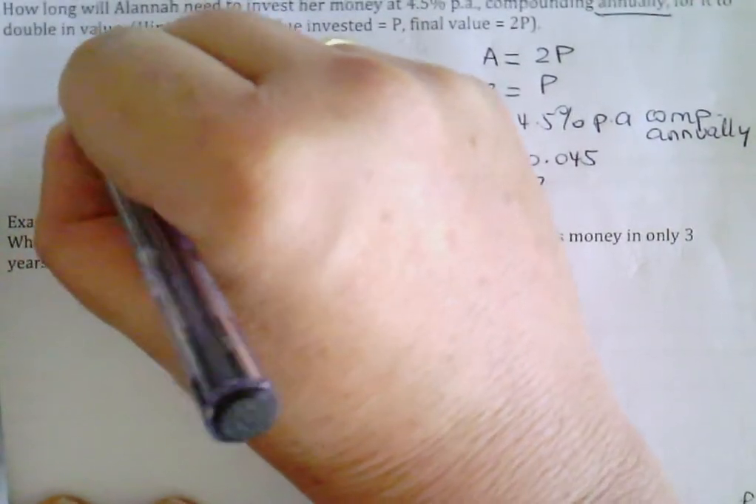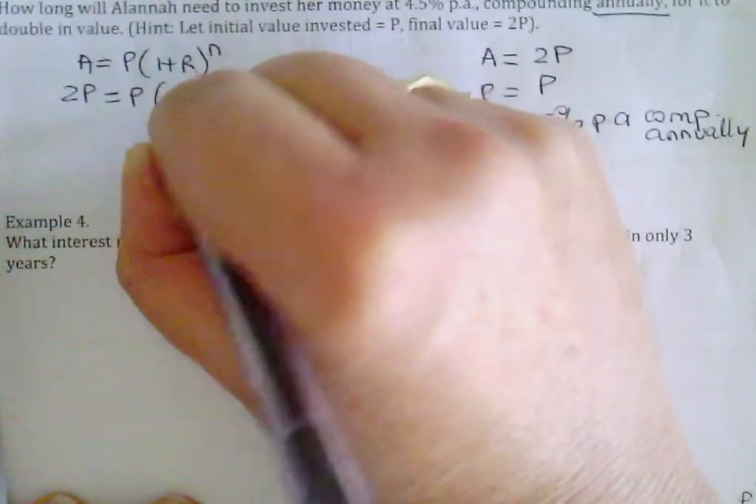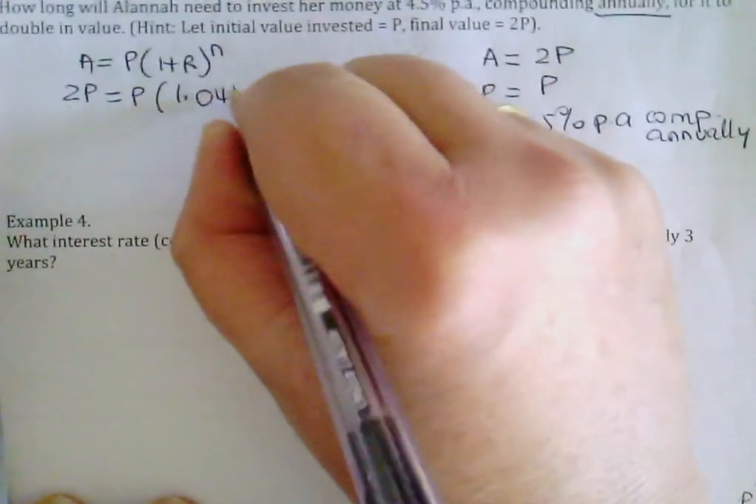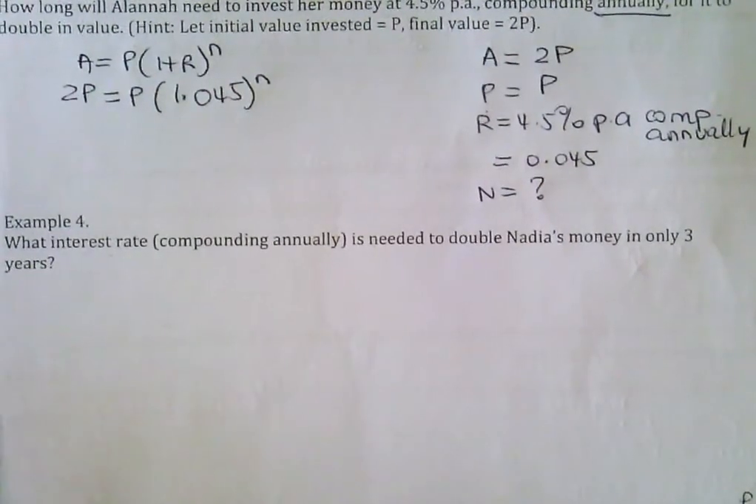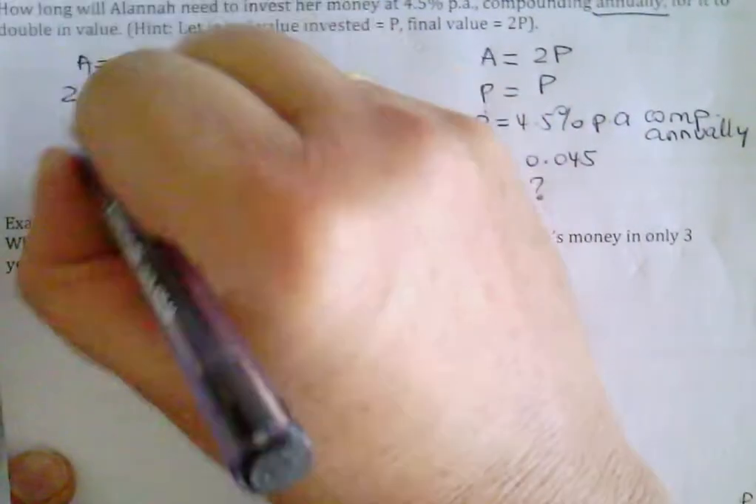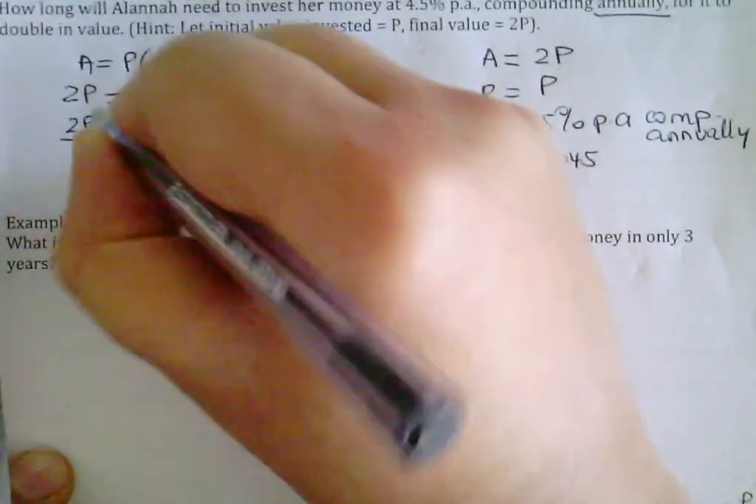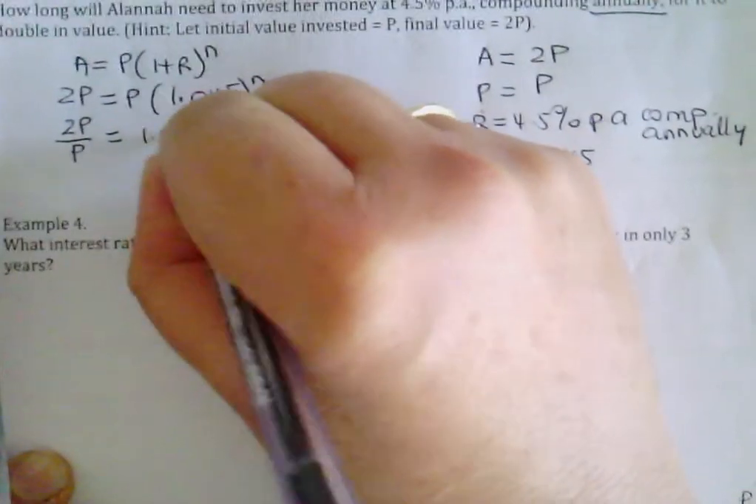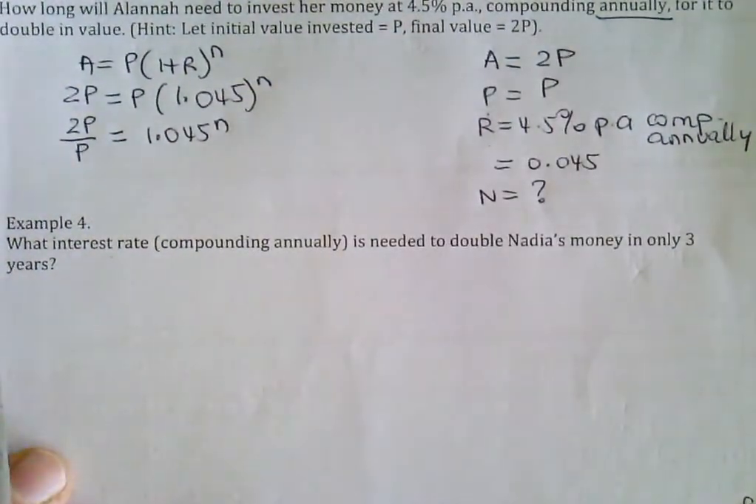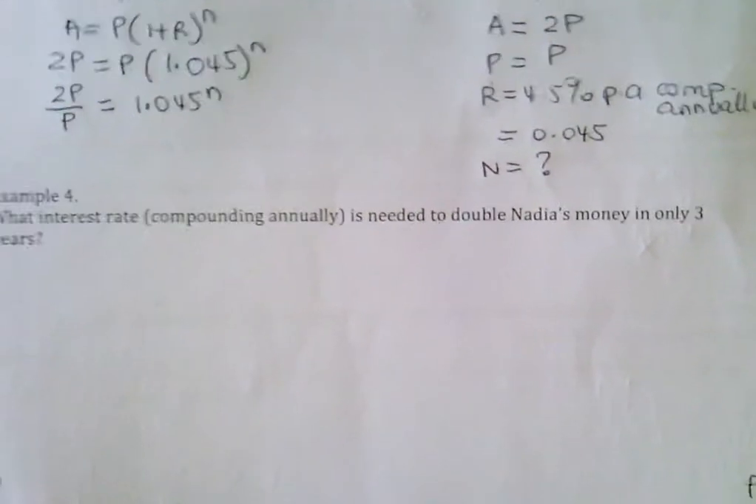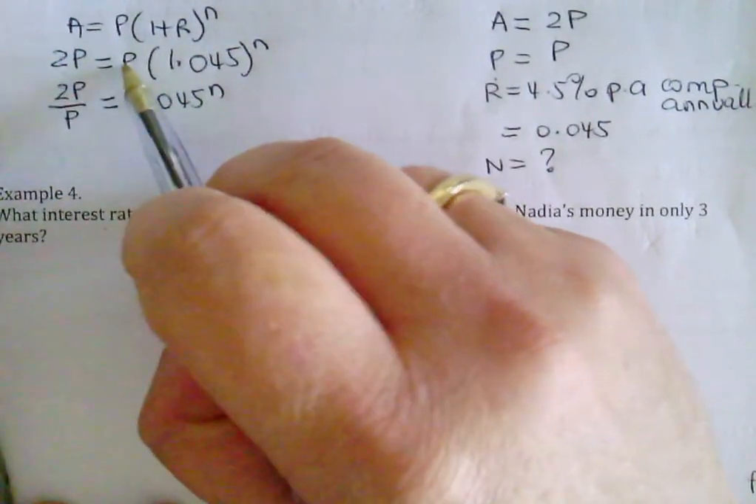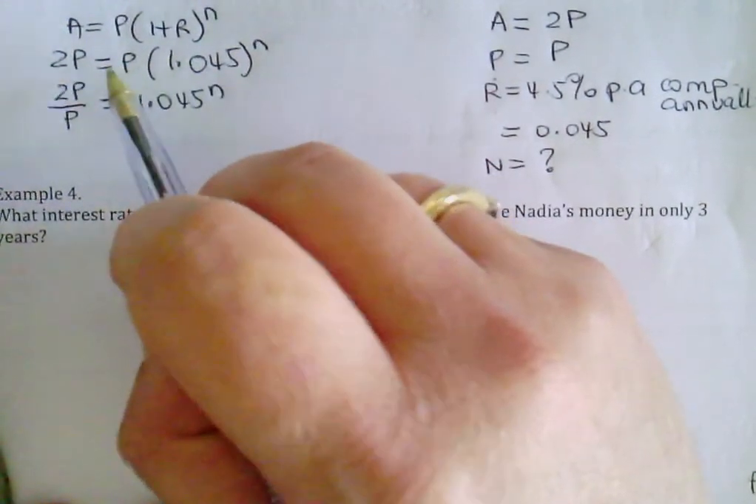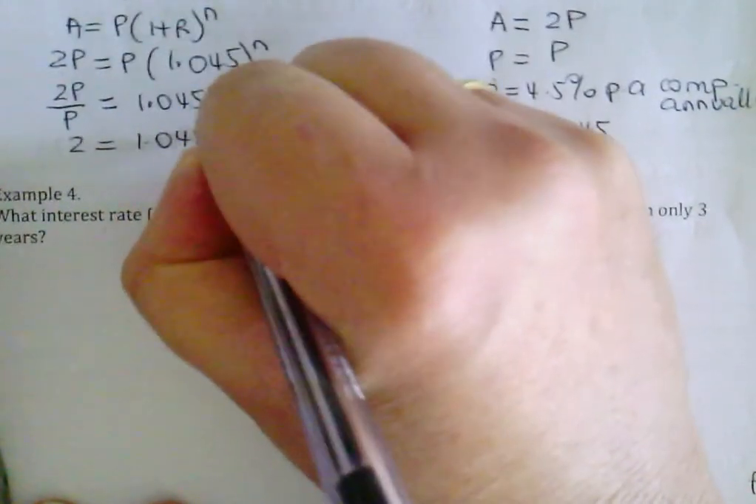So let's try that. A equals P, 1 plus R to the power of N. A, the amount you want at the end, is 2P, that equals P times 1.045 to the power of N. Now, I'm going to divide by P. 2P over P is 1.045 to the power of N. What's 2P divided by P? Do you know why? Because this is 2P equals P times that, so the opposite of times P is divide by P. 2 is 1.045 to the power of N.